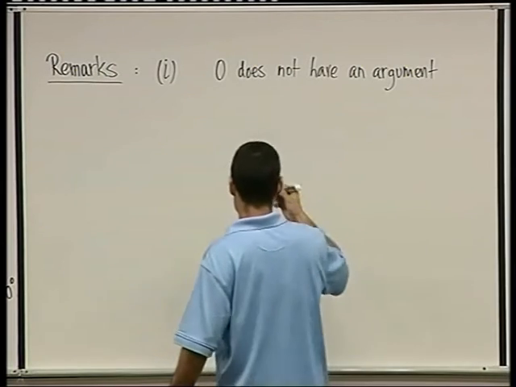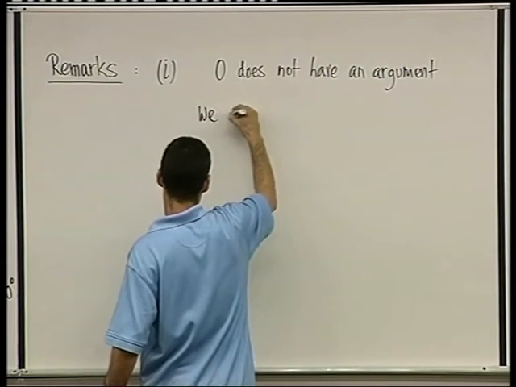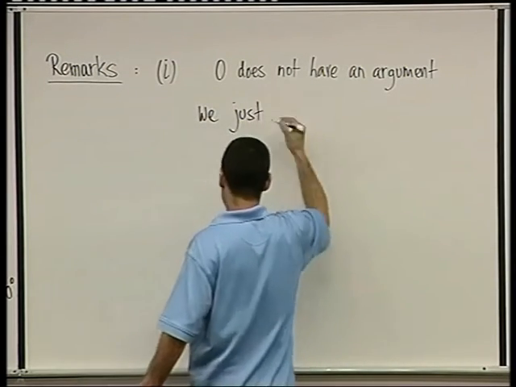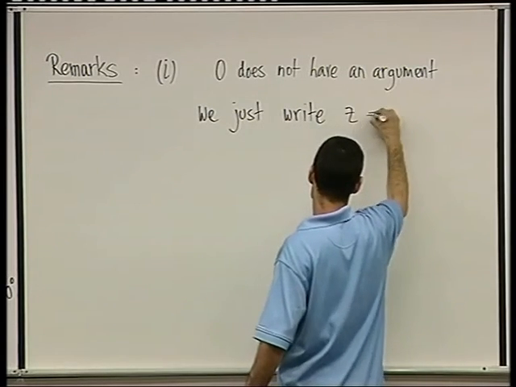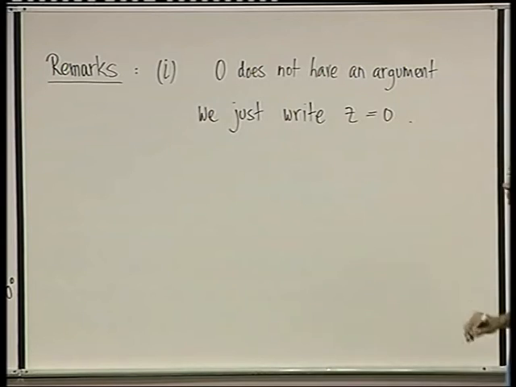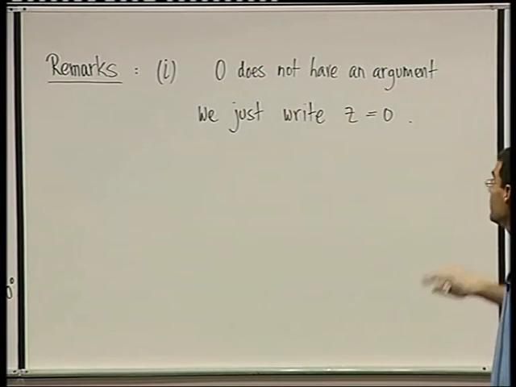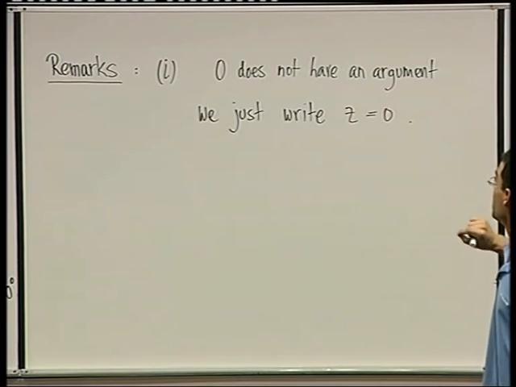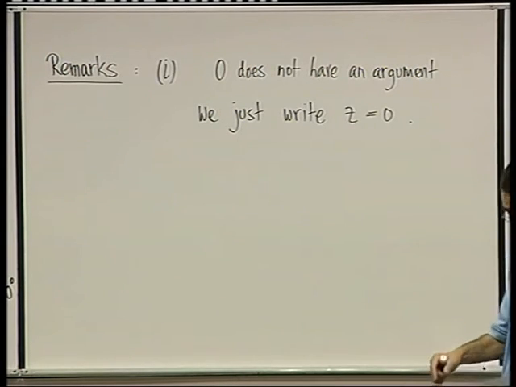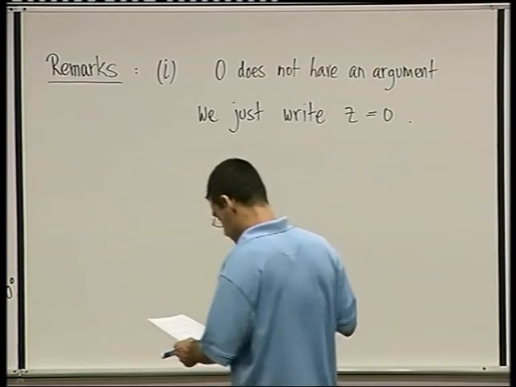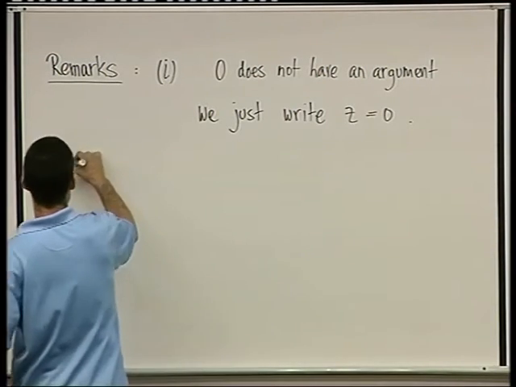So even in polar form, we just write z equals 0. That's 0 both in polar form and algebraic form, and it's well defined as a complex number. It does not have an argument in polar form, in trigonometric form. So that's one remark.